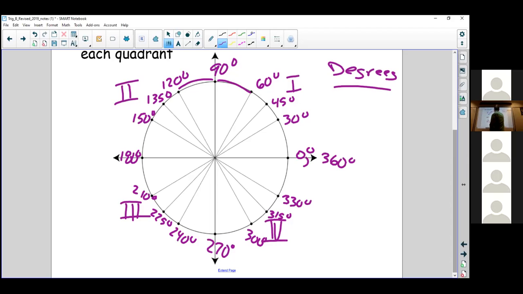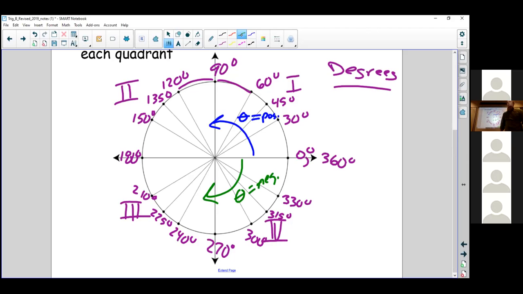Okay. As I go counterclockwise, my angle is positive. If I go clockwise, my angle is negative. So if you go around to the left counterclockwise, the opposite direction of a clock, it would be a positive angle. As you go clockwise with the clock, or the second hand on the clock as it goes around, it would be a negative angle.